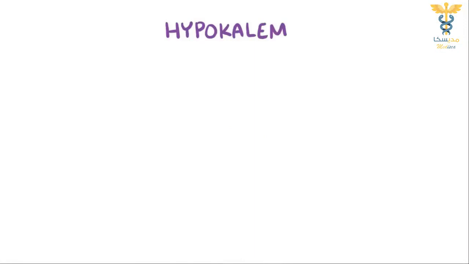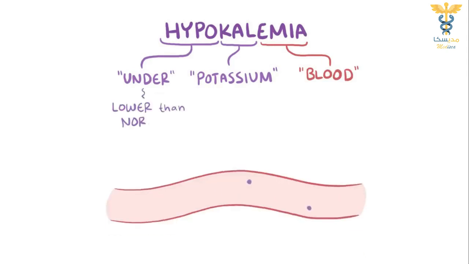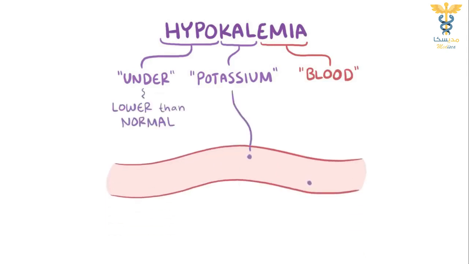With hypokalemia, hypo means under, kal refers to potassium, and emia refers to the blood, so hypokalemia means lower than normal potassium levels in the blood, generally under 3.5 milliequivalents per liter.